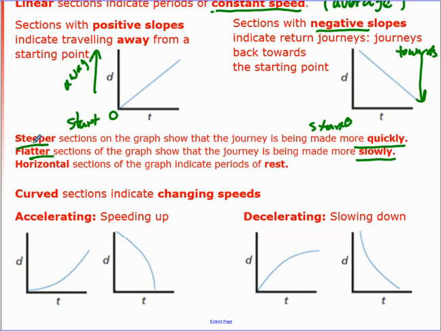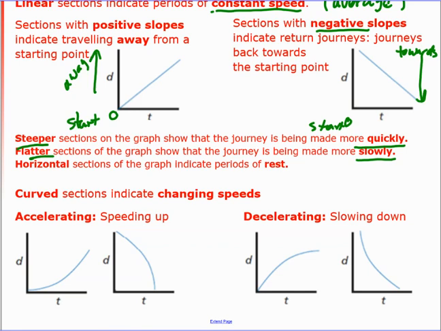And it doesn't matter when you talk about steepness, it doesn't matter if it's positive or negative. Like these two have the same steepness. Look at the angle, they're pretty much the same angle. So that's the same steepness. So steeper could be negative or positive. It's really the angle it's going. Horizontal sections are rest sections. So you already figured that out.